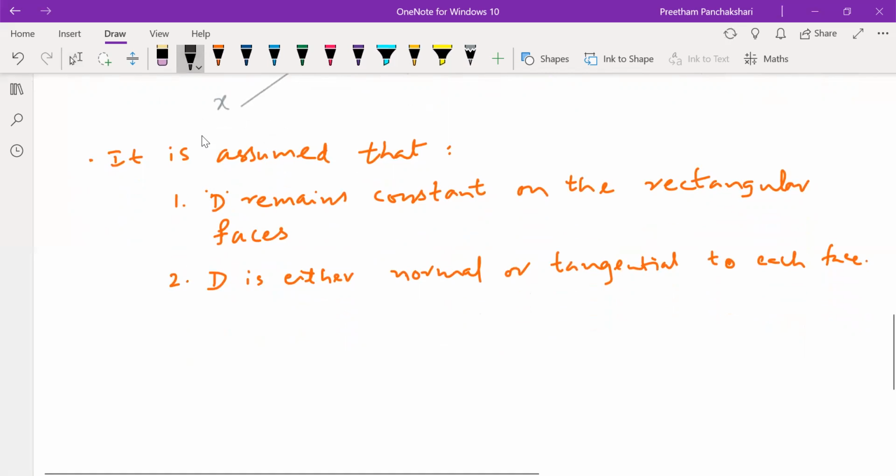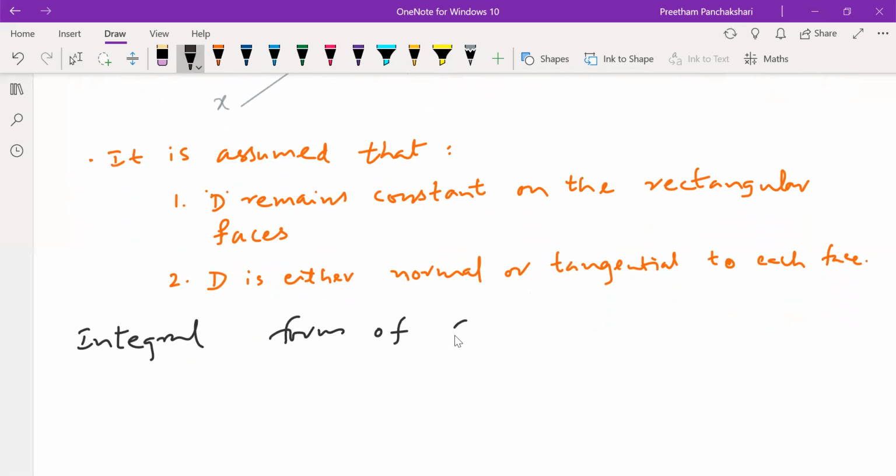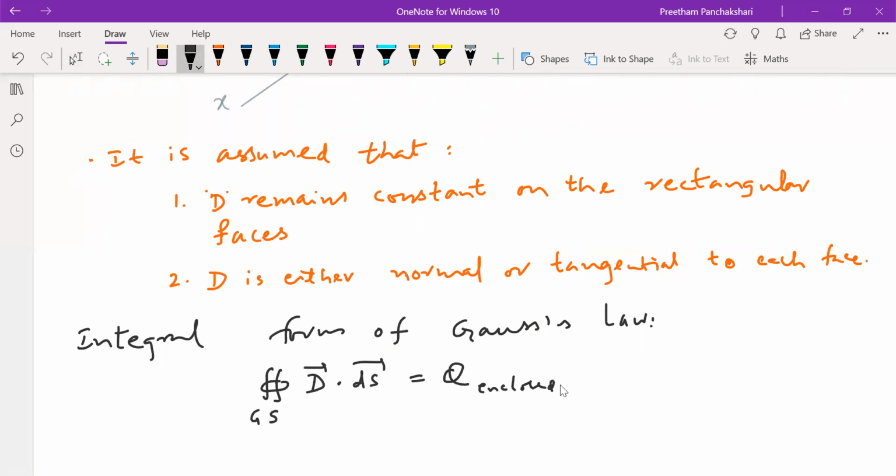Now we shall start with Gauss law. Integral form of Gauss law. That is the closed surface integral of D dot dS, that is the surface, and that is your Gaussian surface, which is equal to Q. What is Q here? Q is the total charge inside the Gaussian surface or closed surface, otherwise the total charge enclosed by the closed surface.